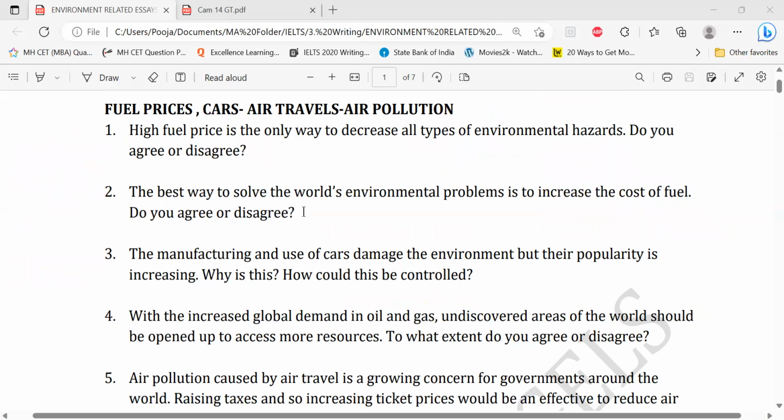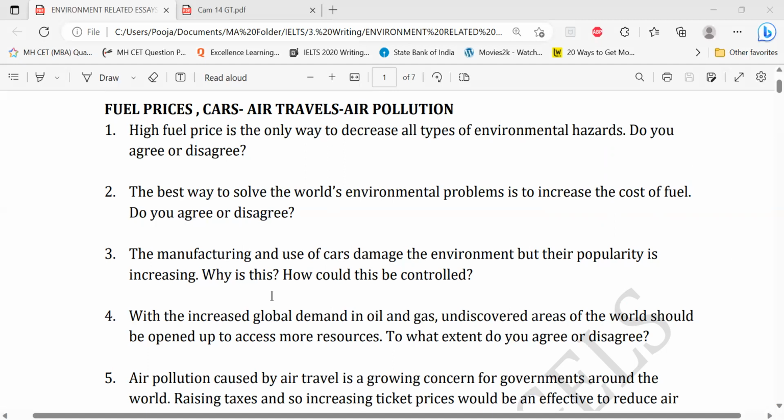So the second sentence is also the same thing. The best way to solve the world's environmental problem is to increase the cost of fuel. I agree or disagree. But another set of words is being used: manufacturing and use of cars, same thing. But instead of petrol, which is used for cars mostly, we are talking specifically about cars. Cars damage the environment, but their popularity is increasing. Why is this? Same thing. Why are people using them?